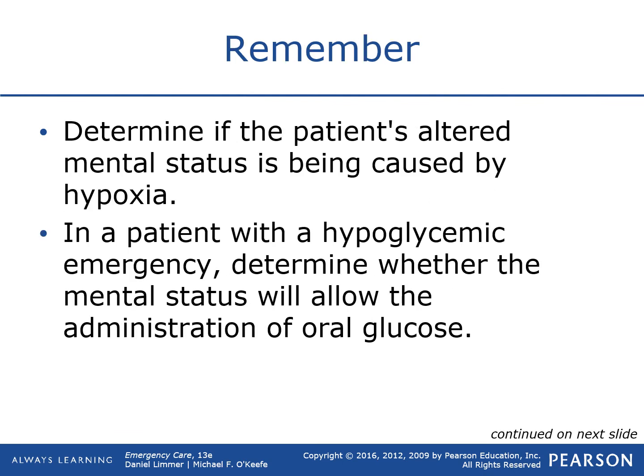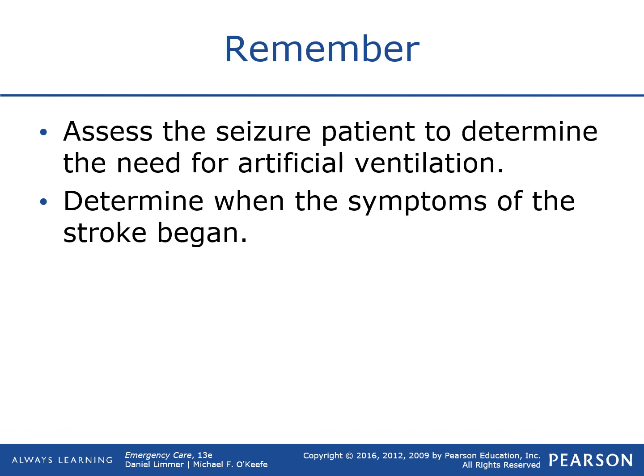Remember to determine if the patient's altered mental status is being caused by hypoxia. In a patient with a hypoglycemic emergency, determine whether the mental status will allow the administration of oral glucose. Assess the seizure patient to determine the need for artificial ventilation, and determine when the symptoms of the stroke began.